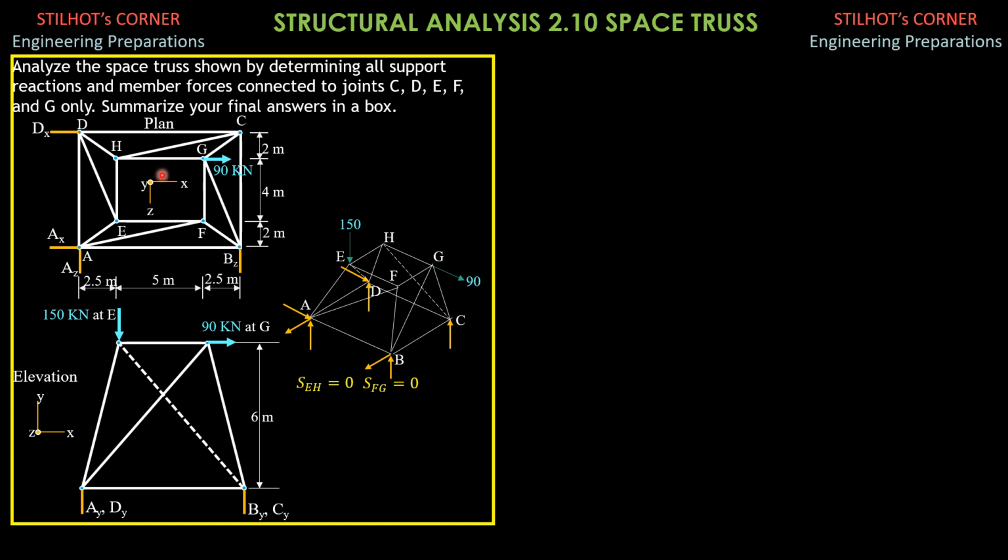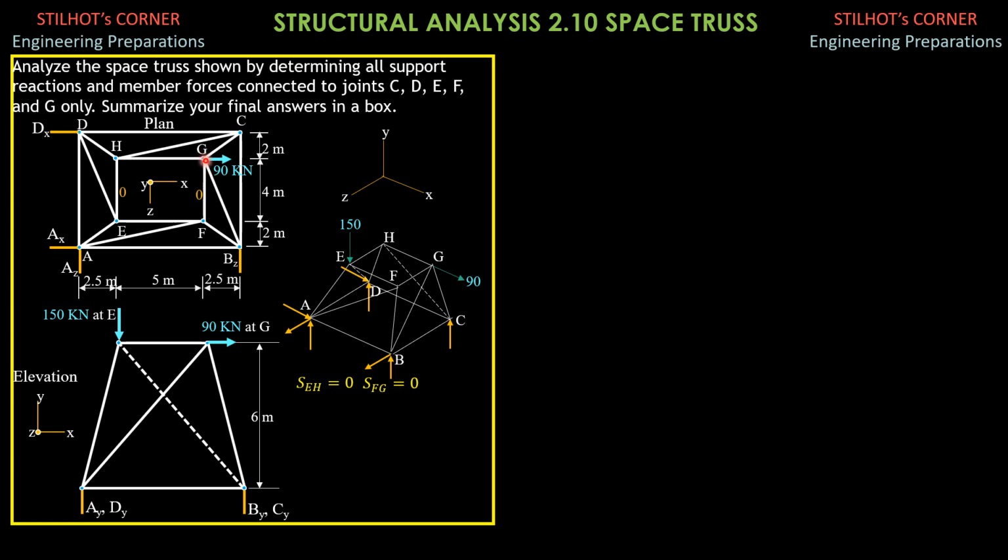Likewise, if we proceed to joint H, H is also unloaded. There are four members and three members lie on the same plane, these members here, and therefore EH is also 0 as indicated here. So FG is 0, EH is 0. So as our answer, EH is 0 and FG is 0 for these two members.